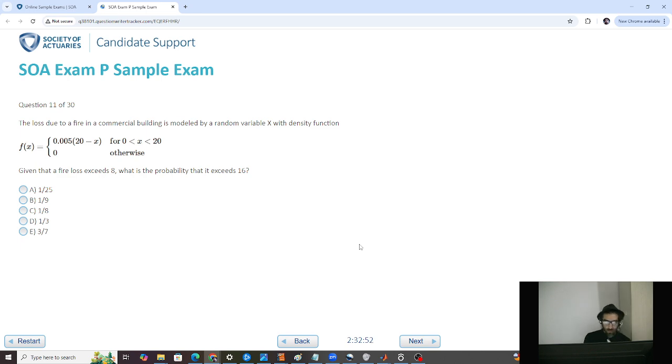Loss due to a fire in a commercial building is modeled by a random variable x with this density function. So it's triangular down. Given that a fire loss exceeds 8, what's the probability that it exceeds 16? Okay.